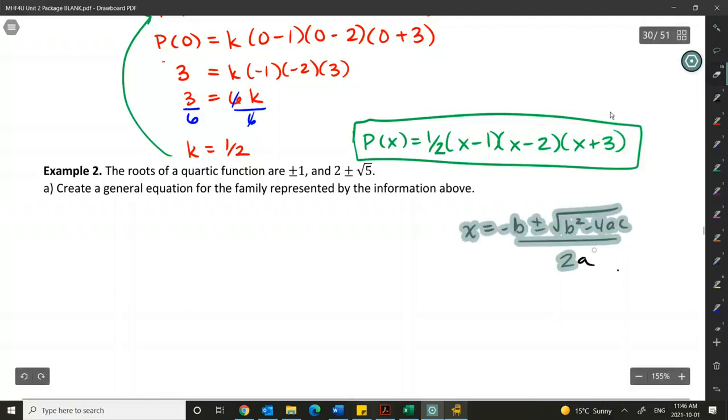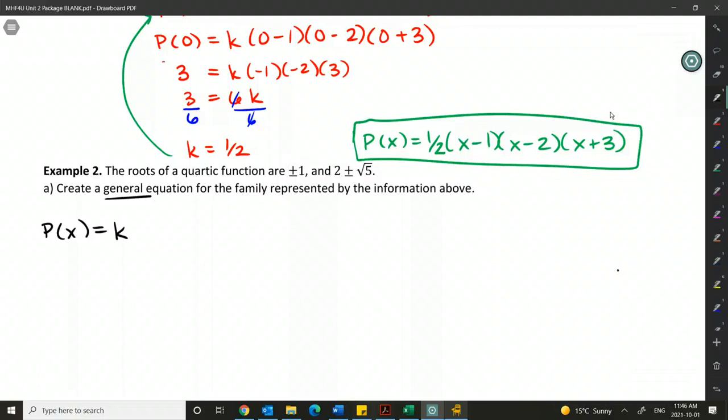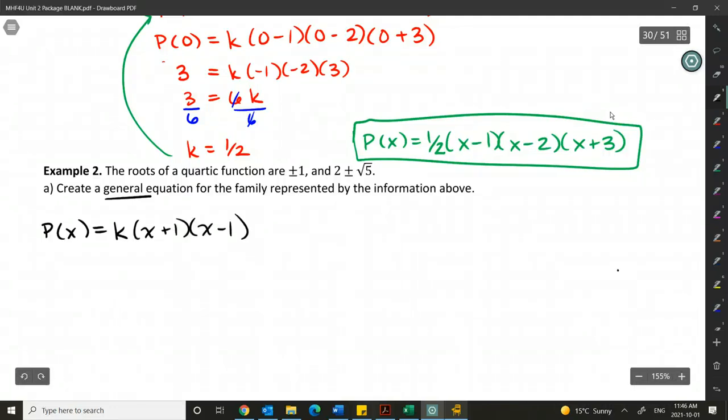So I'm getting 2 binomials from the positive and negative 1. I think that's pretty easy for us to figure out, right? We have p at x. This is asking for a general equation, so I'm going to put k here. And how do I create binomials from this information? Positive and negative 1 are x-intercepts. Clayton? It would just be x plus 1 and x minus 1. Yeah, so we just make binomials. We switch the signs that we see. But because there's a positive and a negative, we'll just put plus and minus there.